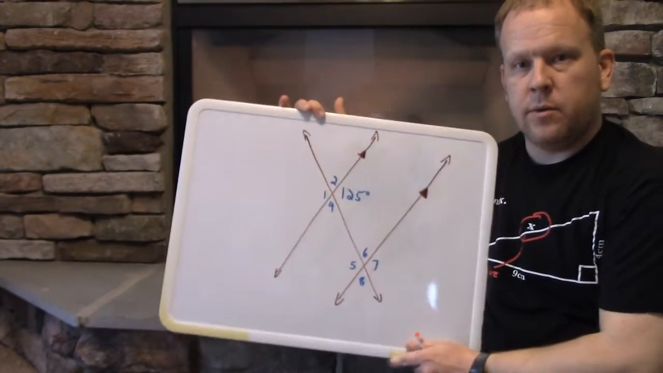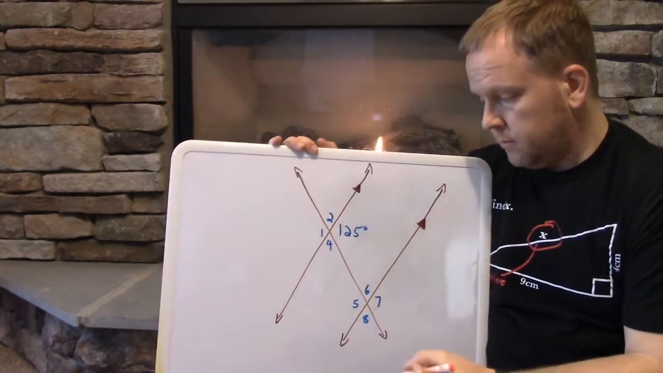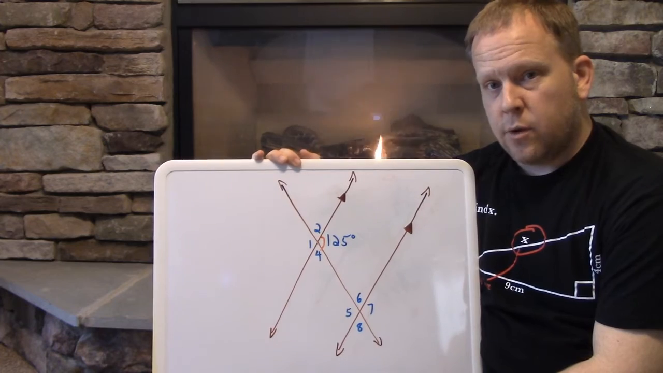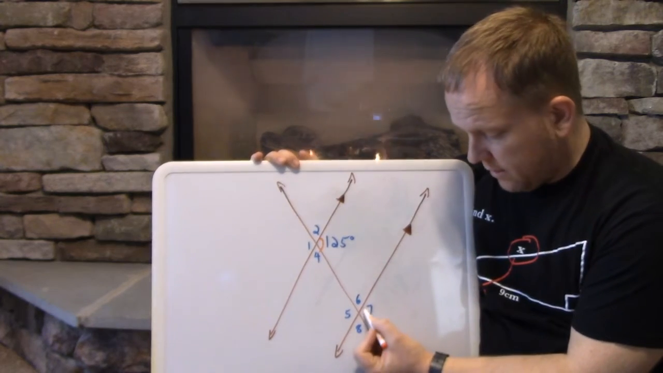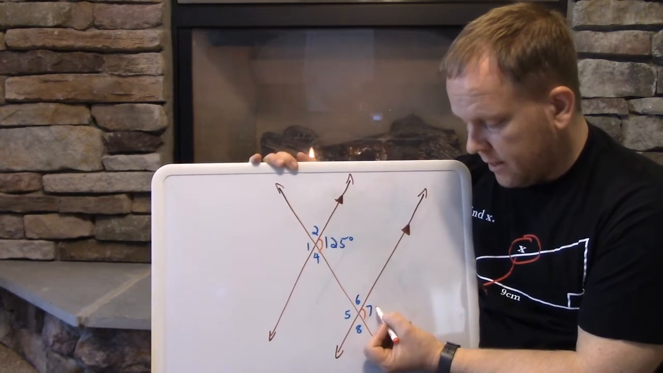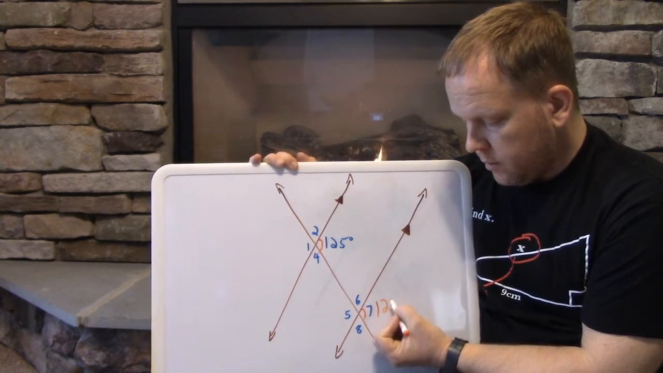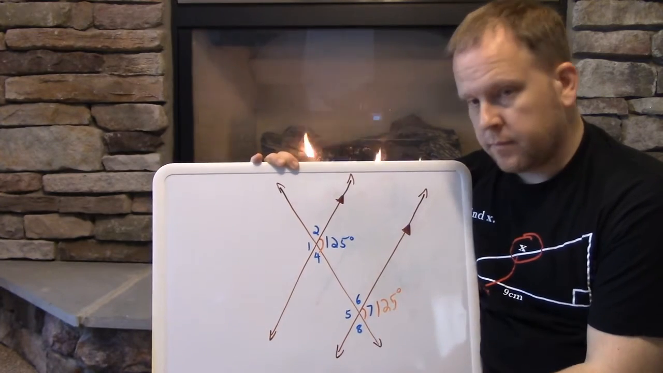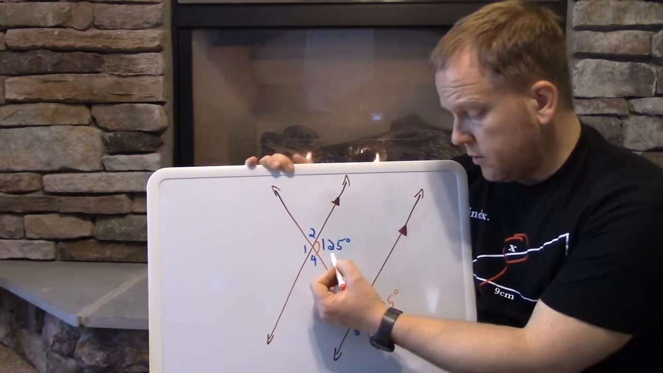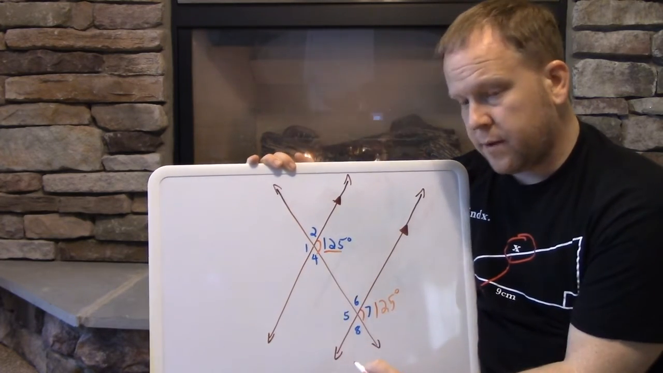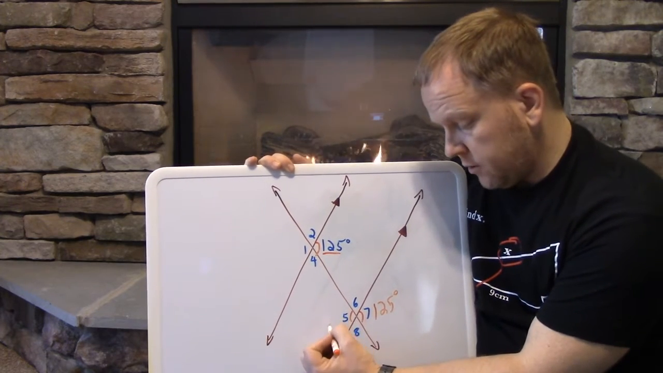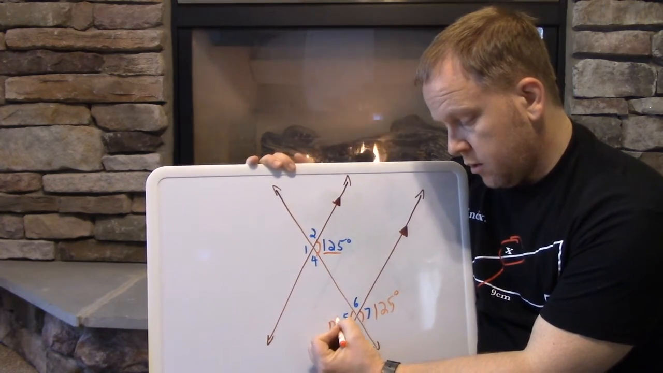Well, we just learned our angle pair relationships. So, here is 125 degrees. 125 degrees corresponds to angle 7. Since we just learned corresponding angles are congruent, angle 7 is also 125 degrees. We also learned that alternate interior angles are congruent. So what is alternate interior to the 125? That would be angle 5. So angle 5 is also 125 degrees.